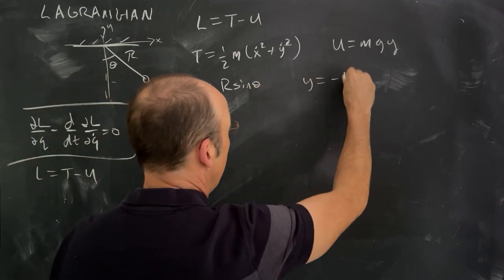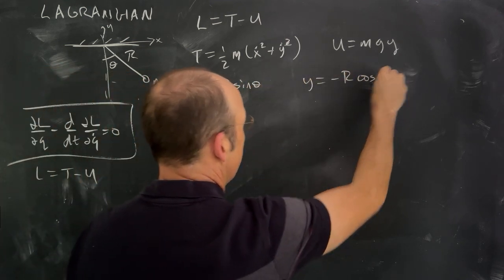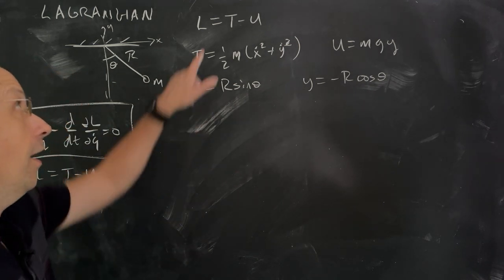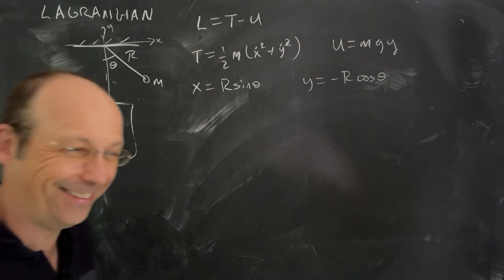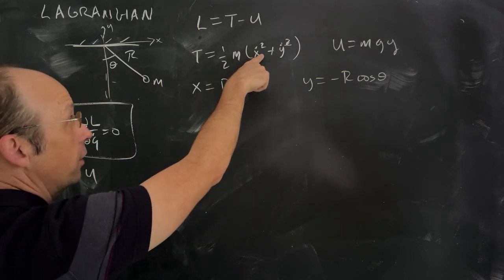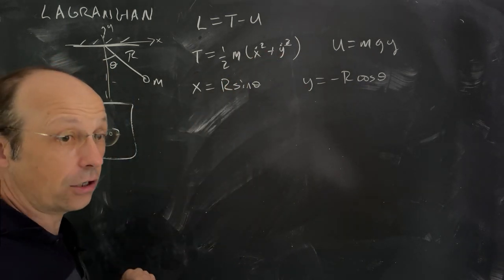Y equals negative r cosine theta. And you'll notice I'm using r for the length of the string instead of L. I wonder why. That's why. You can do whatever you want. Okay, so now I have those variables. To get x dot and y dot, I need to take the derivatives of these.